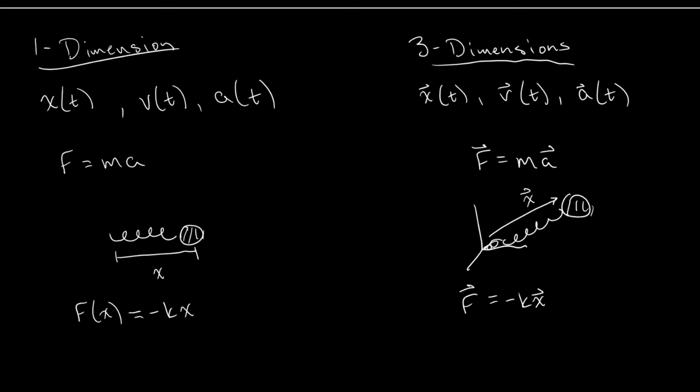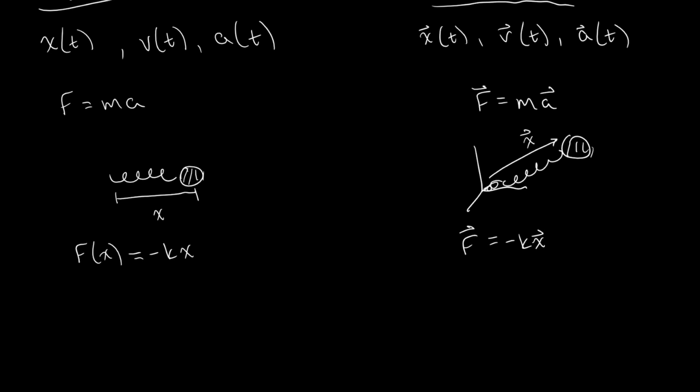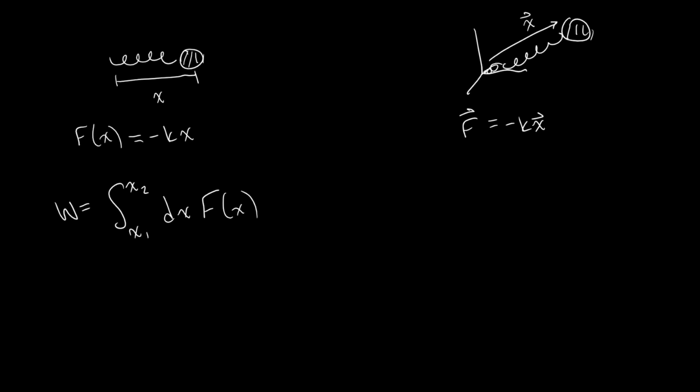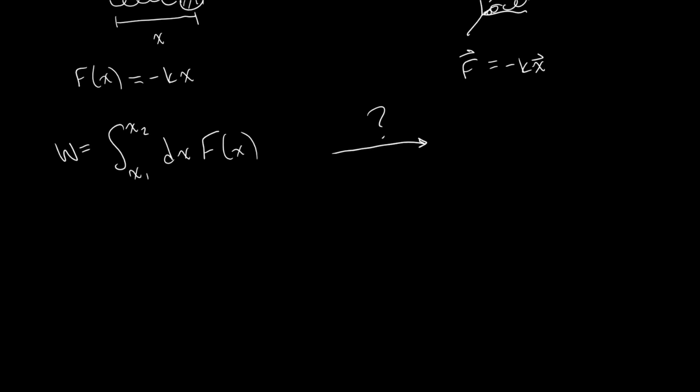Okay, so in this one-dimensional case, when we talked about work, we talked about it as the integral from x1 to x2 dx f of x. So what we really want to be able to do is draw our three-dimensional analogy to this. And so to do that, we should try to get sort of a concept of what this is telling us. We sort of did that before, but let's just sort of reiterate that.